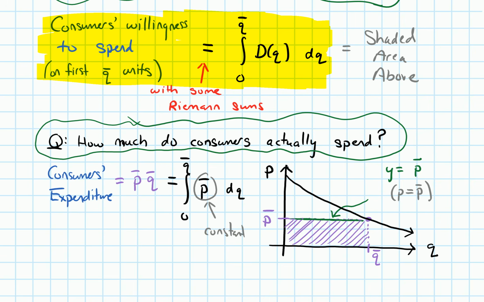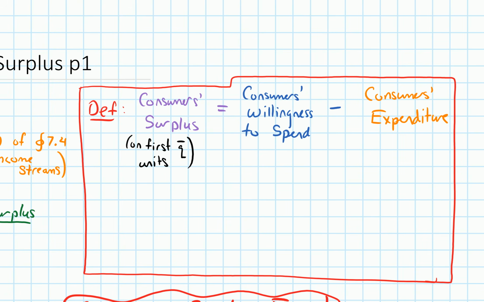All right, and let's highlight this as well. So this is our formula for consumer's expenditure. I can think about it as just being that price, P bar, times that quantity demanded, Q bar, or I can think of it in this integral form. All right, so we are ready to define what's called the consumer's surplus now. And the consumer's surplus is their willingness to spend minus how much they will actually spend, minus their expenditure.